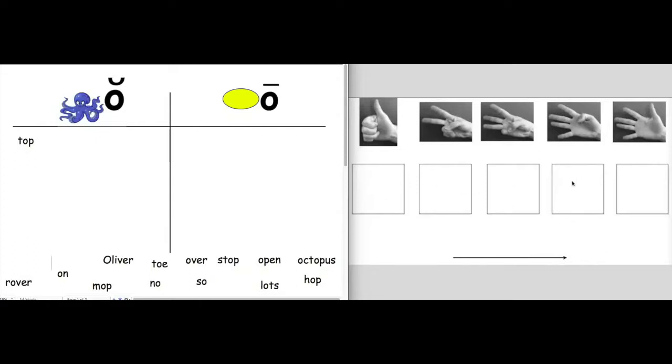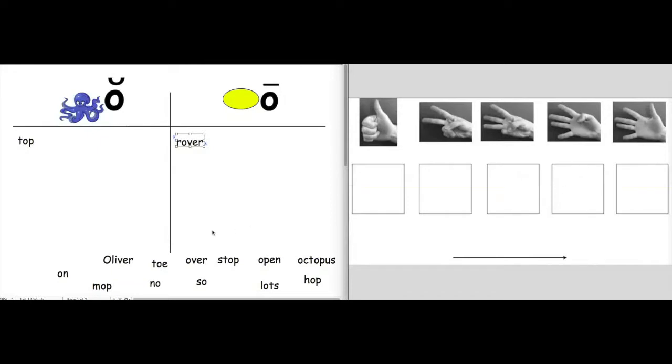R-O-V-R. Four sounds. Let's write it in. R. Not a great R, but okay. O. V. Oh, look. Two letters making one sound. E-R, when they're next to each other, often says R. R-O-V-R. Four sounds. One, two, three, four, five letters. I hear a long O sound here. R-O-V-R. Yes. So Rover is going to go over here. Excellent.